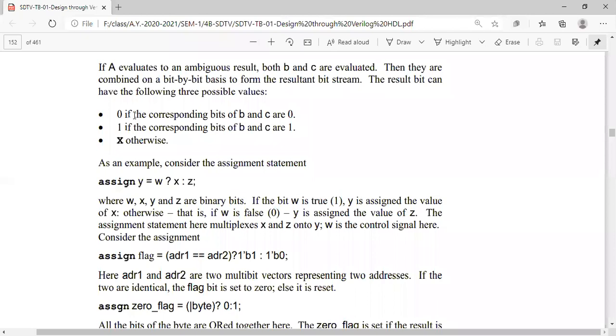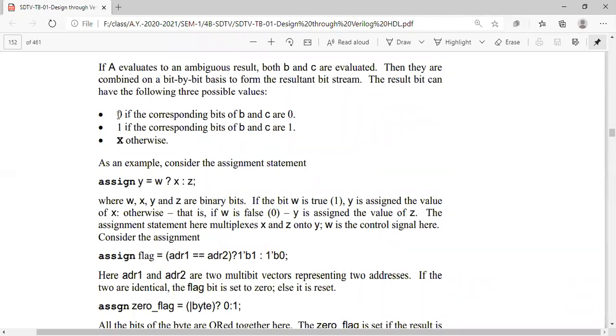If you want to get a final result, if A is evaluated and we got an ambiguous result, then both B and C will be evaluated. Then they are combined on a bit by bit basis to form the resultant bit stream. How can you get this resultant bit stream? The resultant bit stream can have the following 3 possible values.